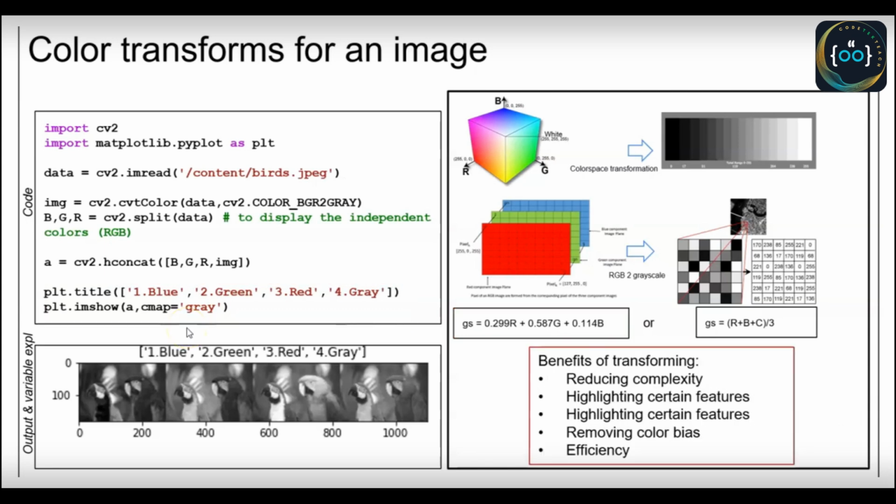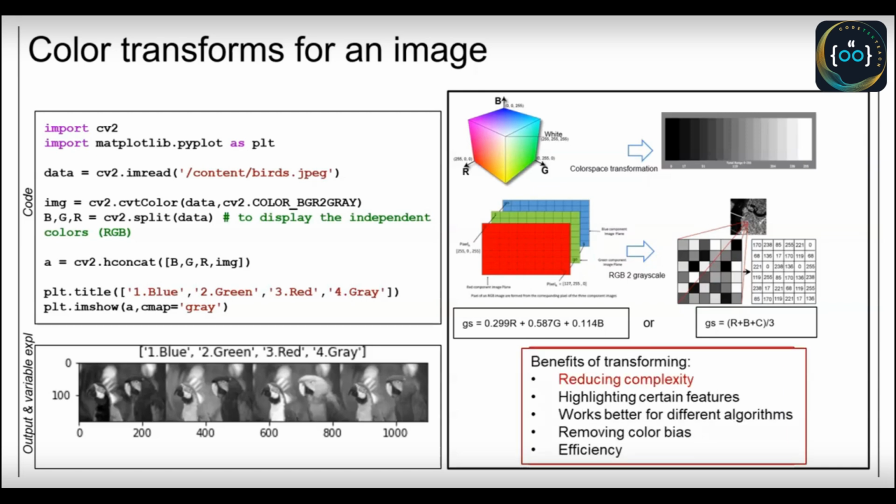There are a number of benefits to doing color transformation. Grayscale images are simpler to process than color images because they only have one color channel compared to three channels in a color image, that is red, green, and blue. This makes many image processing and computer vision tasks faster and less computationally intensive.